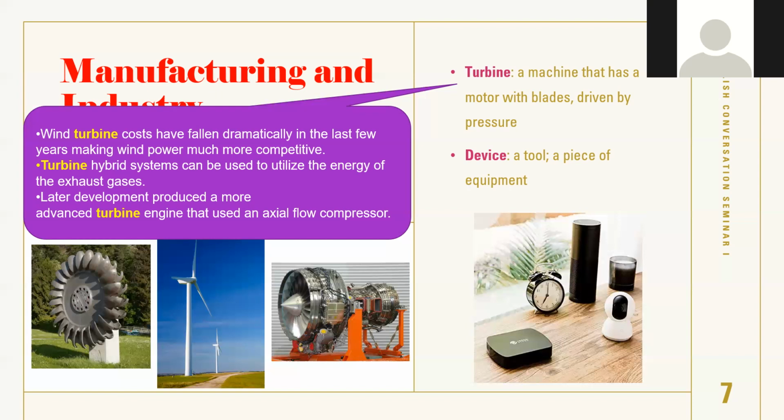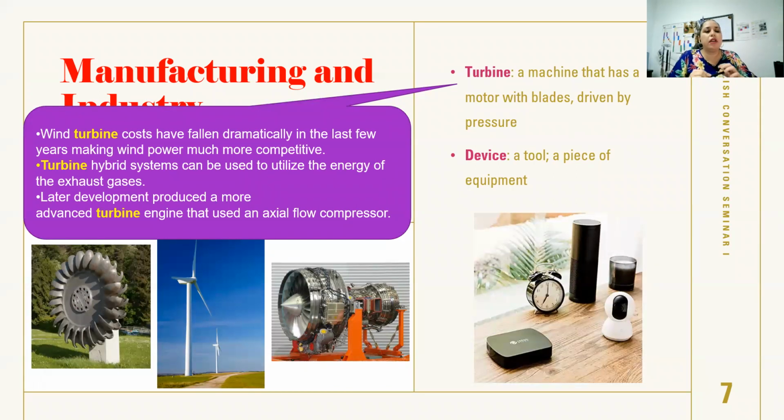Okay, thanks, Julissa. So I'm going to read it again so you can practice at the same time as I'm doing it, and you can hear some specific pronunciation. Wind turbine costs have fallen dramatically in the last few years, making wind power much more competitive. Turbine hybrid systems can be used to utilize the energy of the exhaust gases. Later development produced a more advanced turbine engine that used an axial flow compressor.